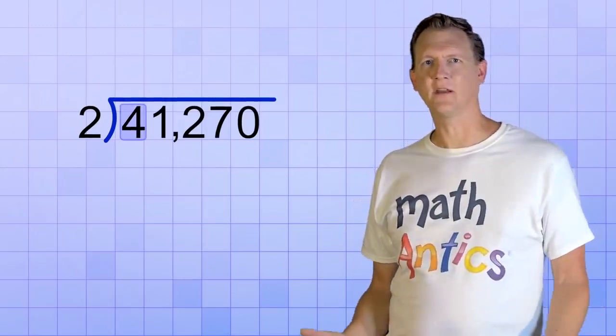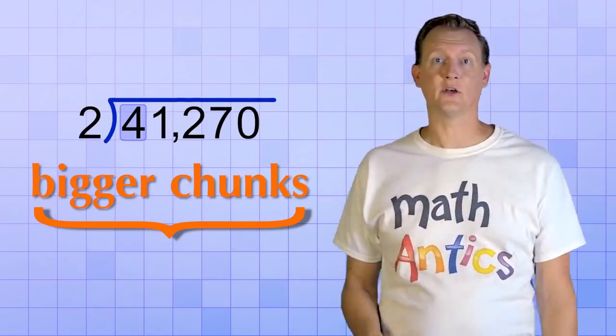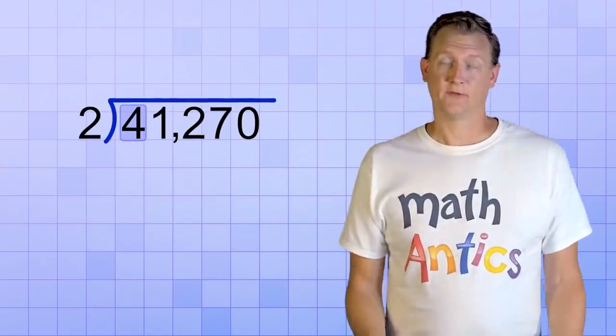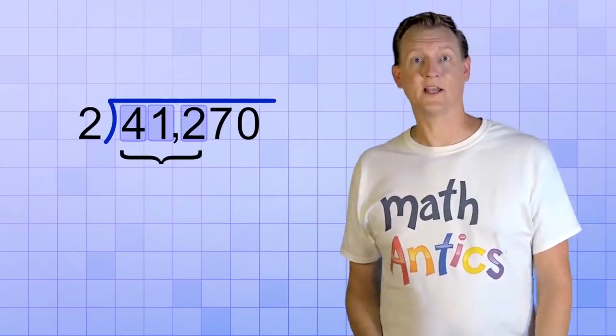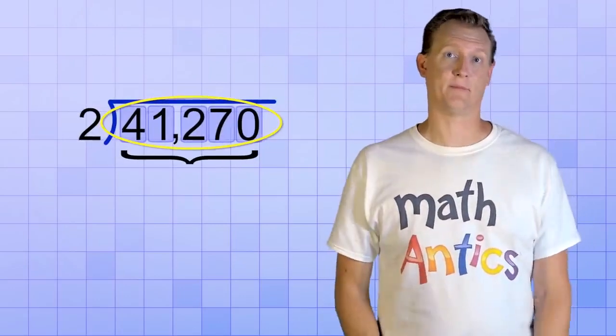You can break the dividend up into bigger chunks of digits if you want, and apply the same procedure to those bigger chunks. You could go 2 or 3 digits at a time, or even try to divide the entire dividend all in one step.